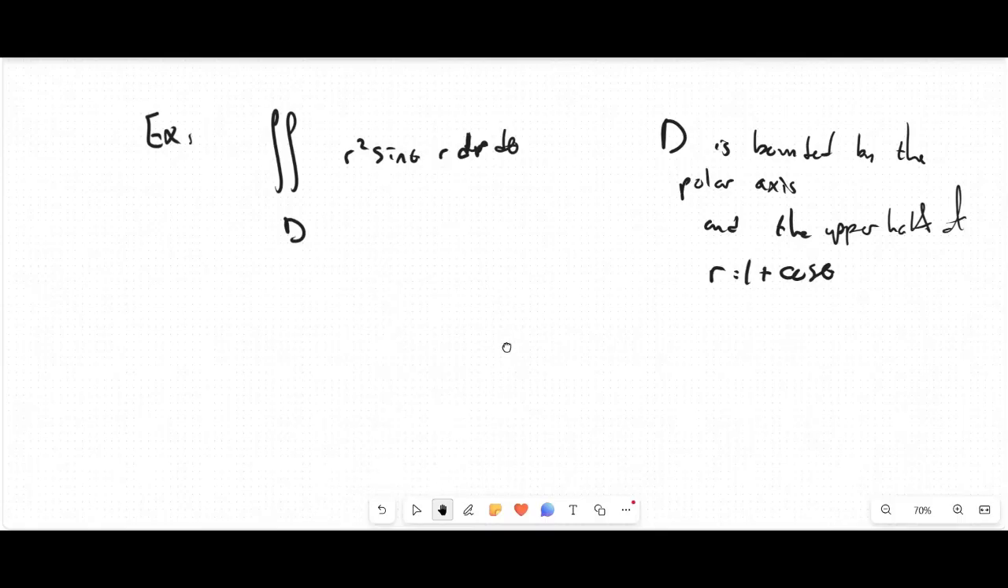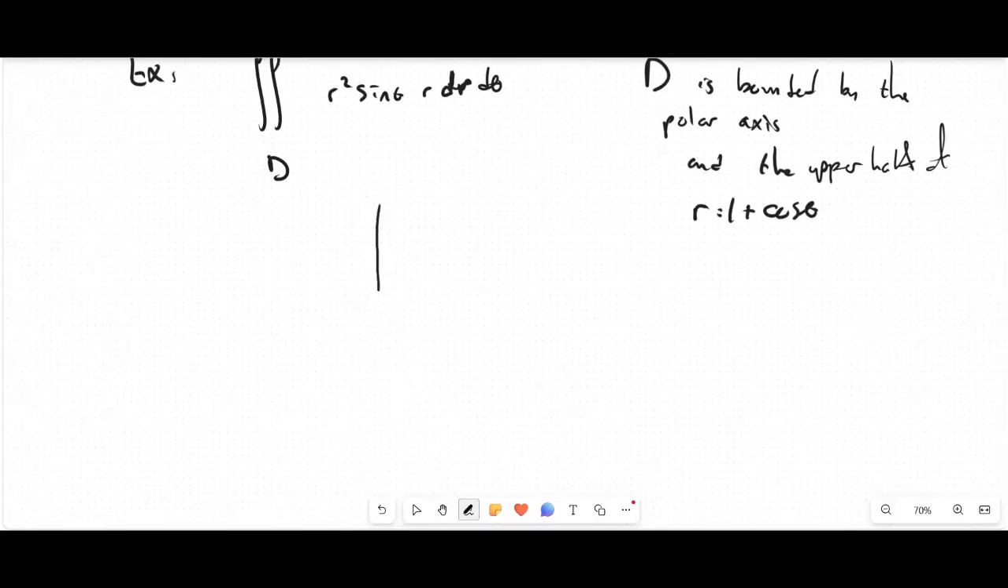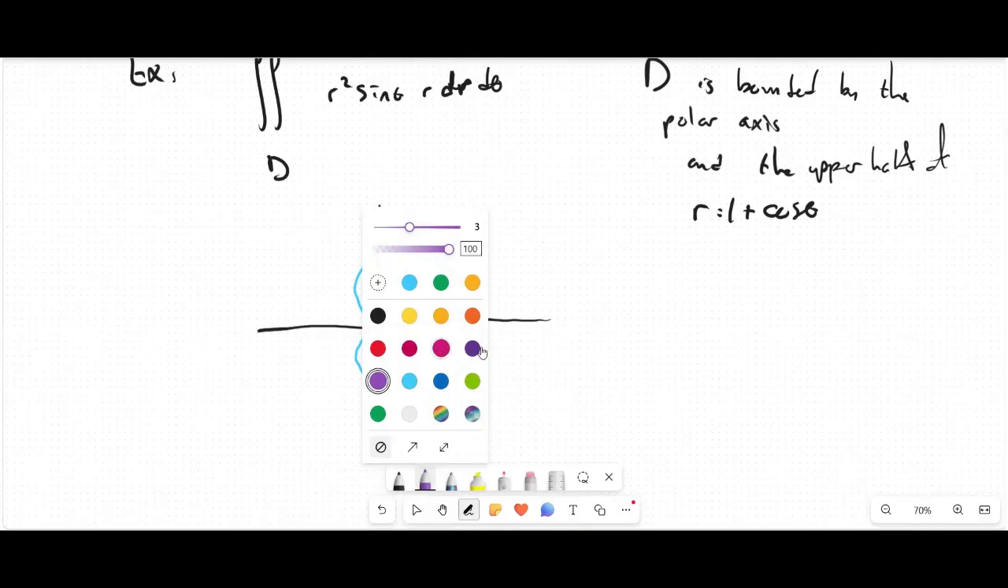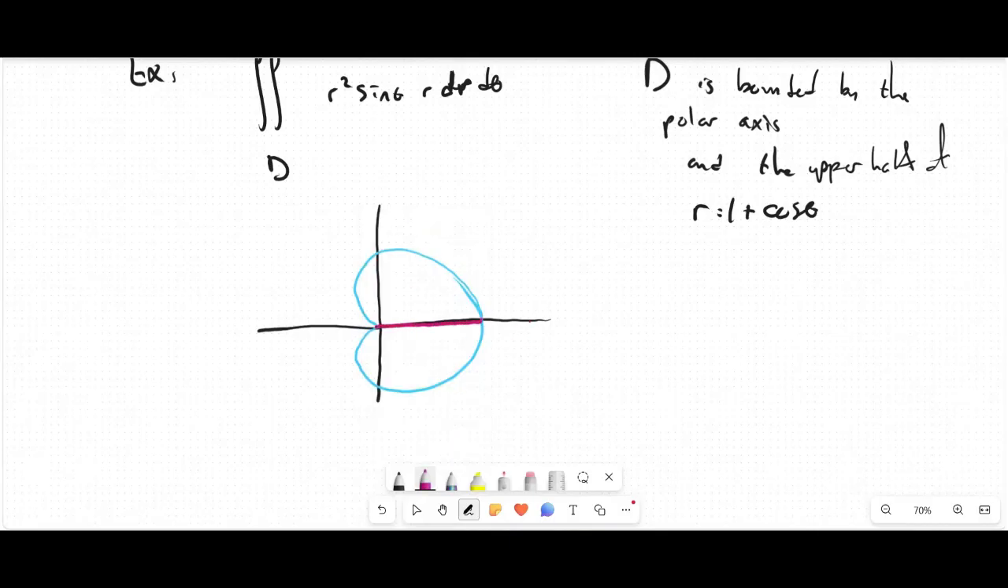Okay, so cardioids, this is something you guys would have learned to draw in Calculus 3 for sure. They look kind of like this, hence why they call them cardioids. It looks kind of like a heart. But we want the upper half and the polar axis theta equals 0. So our region is this guy here. So we're going to take theta from 0 all the way over here to theta equals pi.